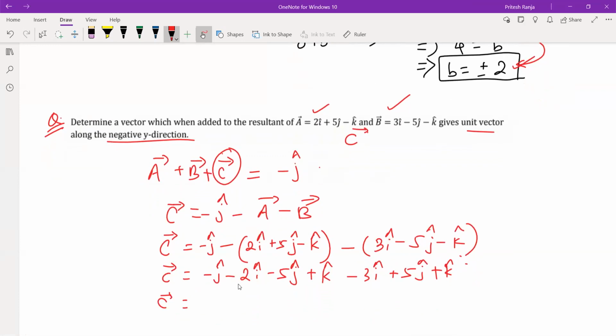So let us simplify I first: minus 2 I minus 3 I, that is minus 5 I. For j, this and this cancel, leaving minus j cap and then plus 2k cap, right? So minus 5 I cap minus j cap plus 2k cap. This is understood. We will do another one now.